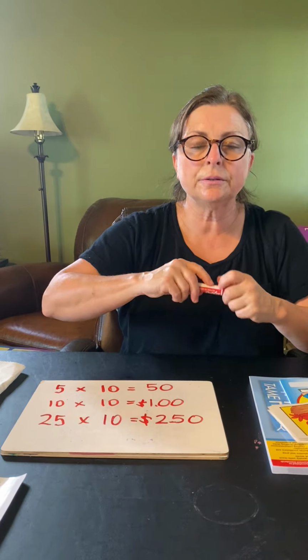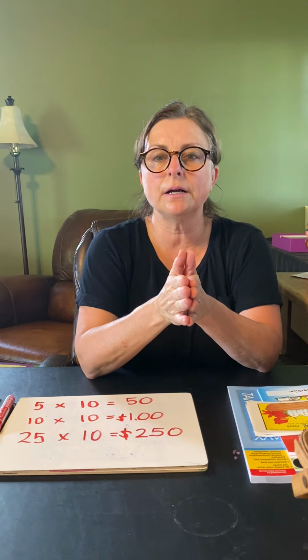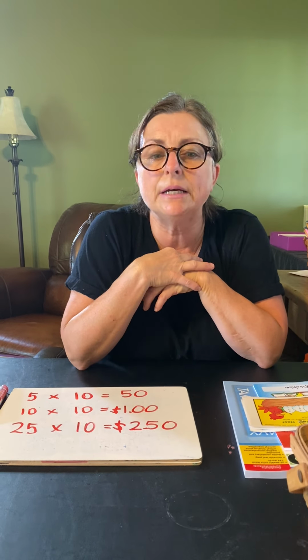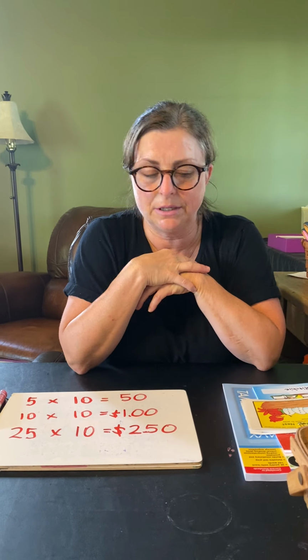So hopefully you're able to find some time to do some multiplication problems and start working on those. Remember that anything times 0 equals 0. Any number times 1 equals that number. 1 times 5 equals 5. 1 times 10 million equals 10 million.